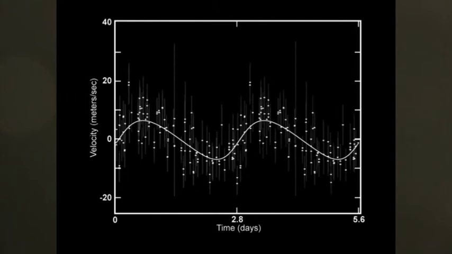And what you can see is that the star is gradually rocking backward and forward with a period of 2.8 days. So this means that there is a planet orbiting that star once every 2.8 days. So 1 year for that planet is 2.8 Earth days. This is a very massive planet, a planet like Jupiter, orbiting very, very close to its star. Keep that image in mind.